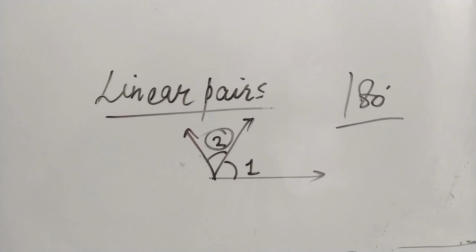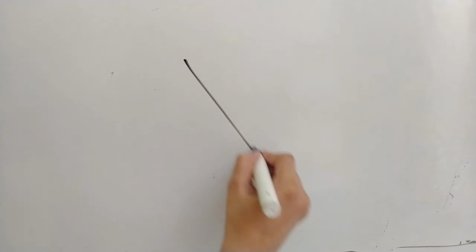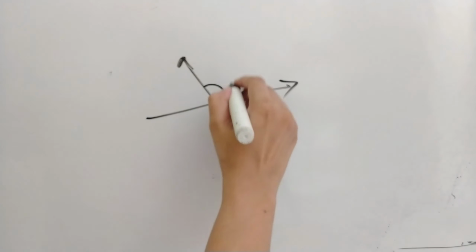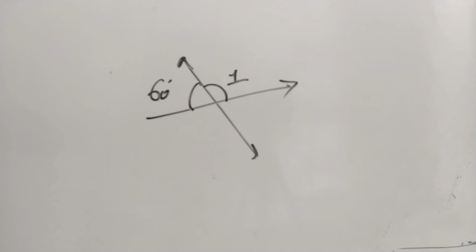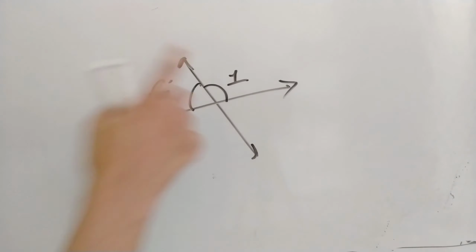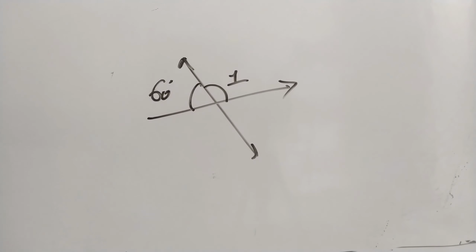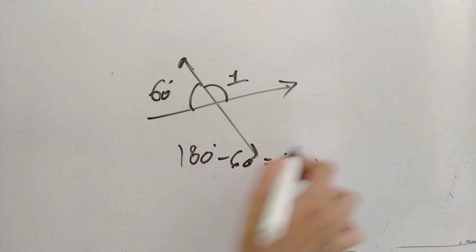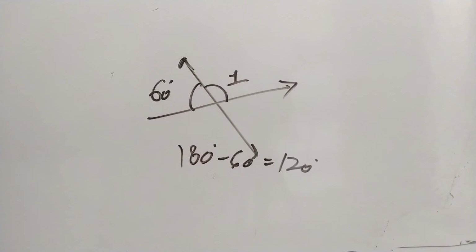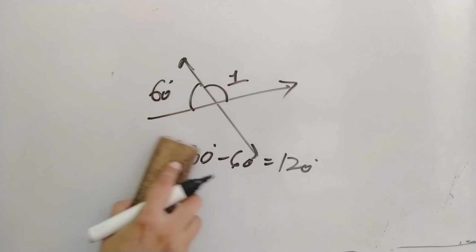So how can we solve a question related to this? Here, if a situation is provided like this, you have to calculate angle 1, and this value 60 degrees is provided. Now you know that they both are linear pairs. They are made on a straight line, so their sum must be 180 degrees only. So I'll subtract 60 degrees from 180 degrees and I'll get the result, that is 120 degrees. In this way I can calculate the value of this particular angle 1.